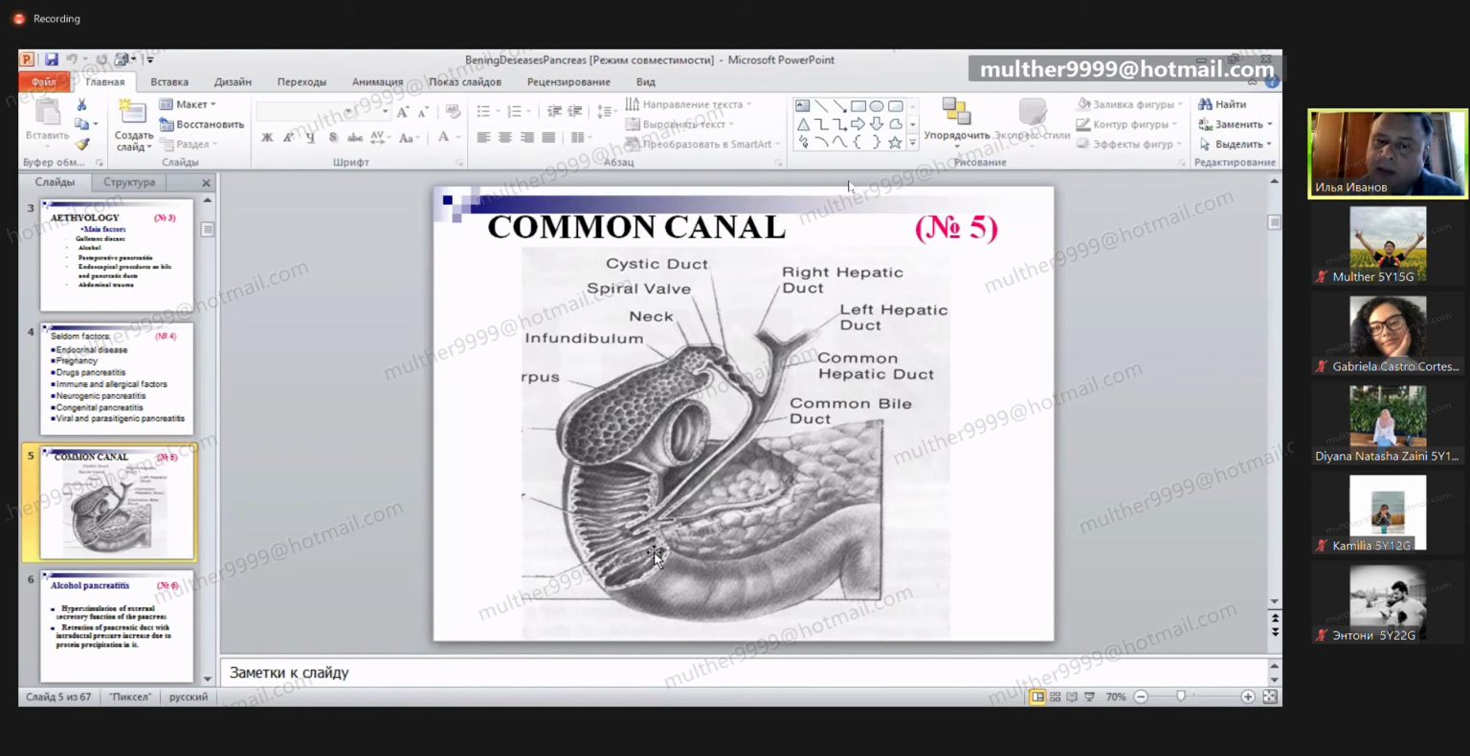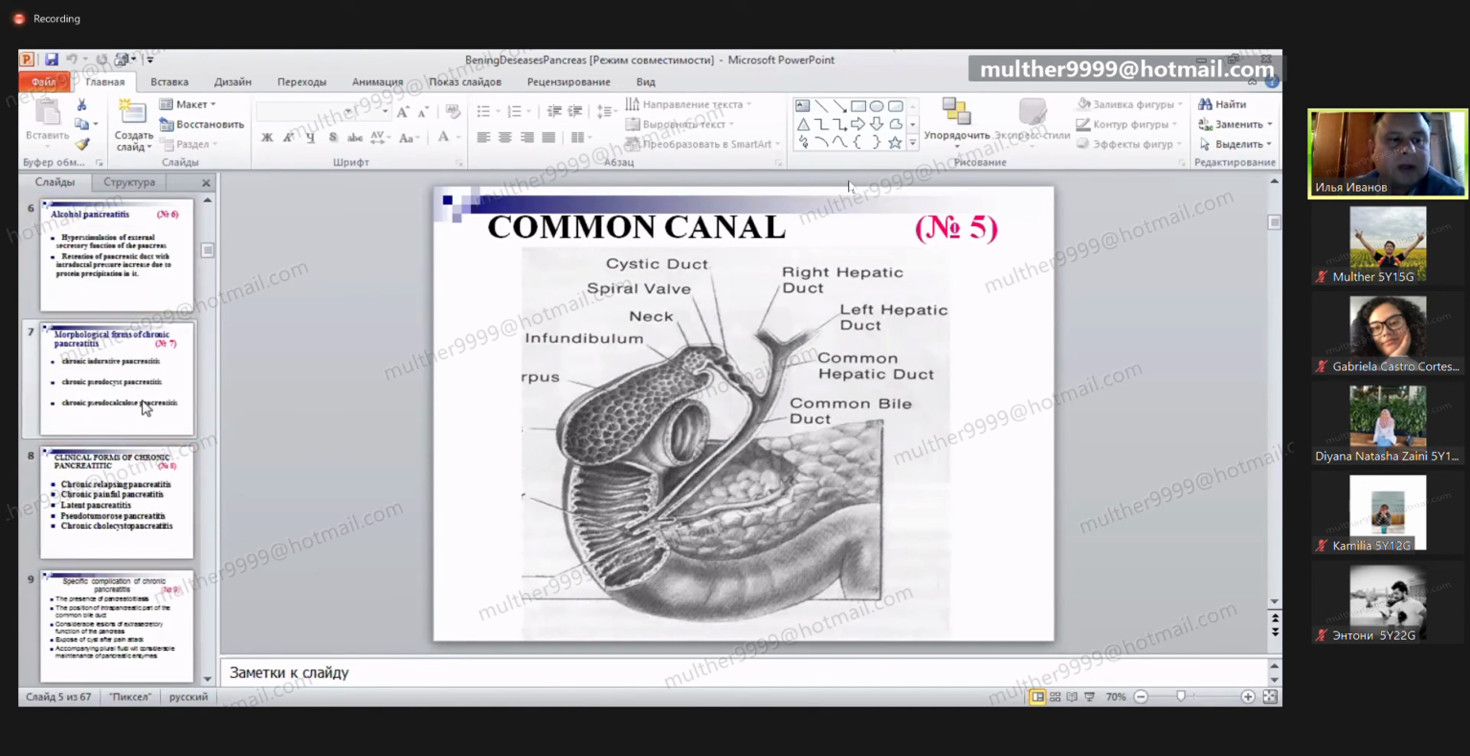Usually we can find only the papilla major, but we need to remember about the possible presence of one more way for evacuation of the pancreatic juice to the duodenum. And for this 25% of the population, the blockage of the biliary system is not very difficult.